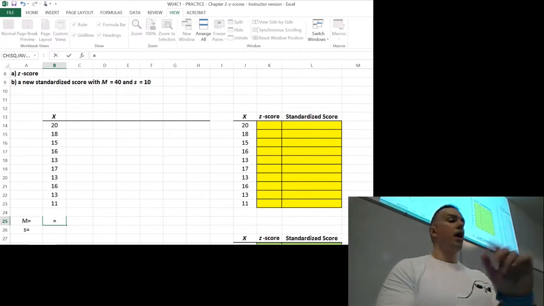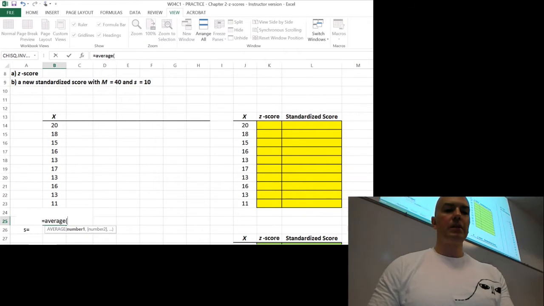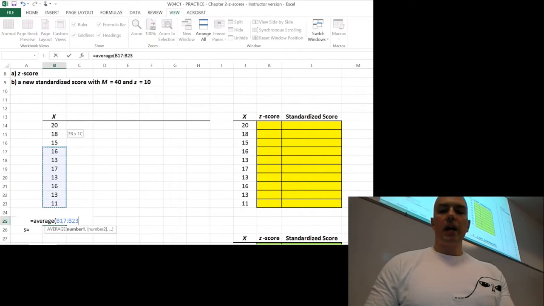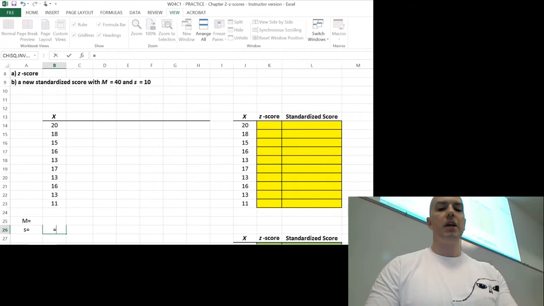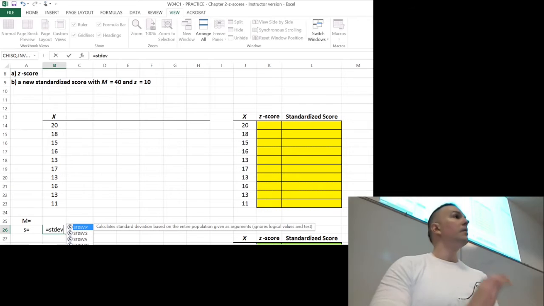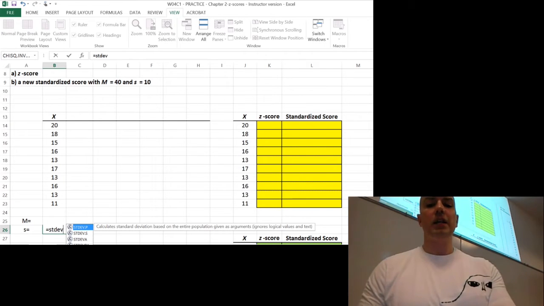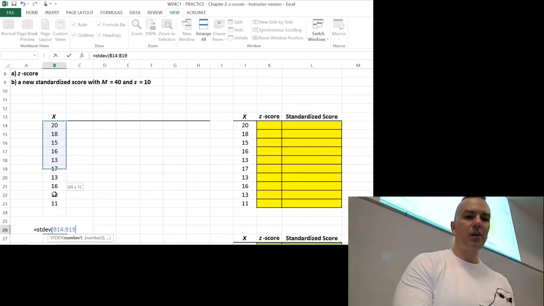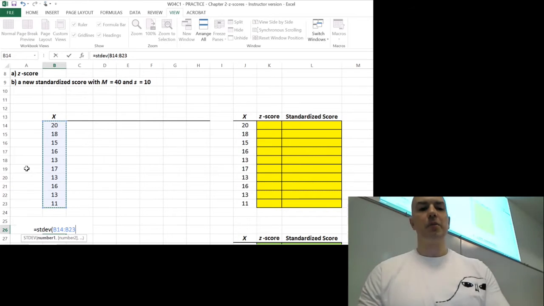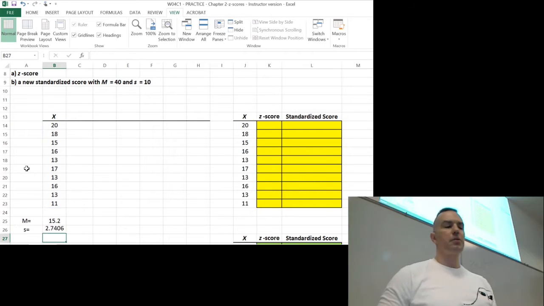We remember our formula. So mean equals AVERAGE, open parentheses, highlight all those scores. We get an average of 15.2. Standard deviation equals STDEV. If you're doing population, it's .P. We are doing sample standard deviation here, so we don't even need the .S. That's how common standard deviations for samples are. So STDEV, open parentheses, highlight your cells, close those parentheses.